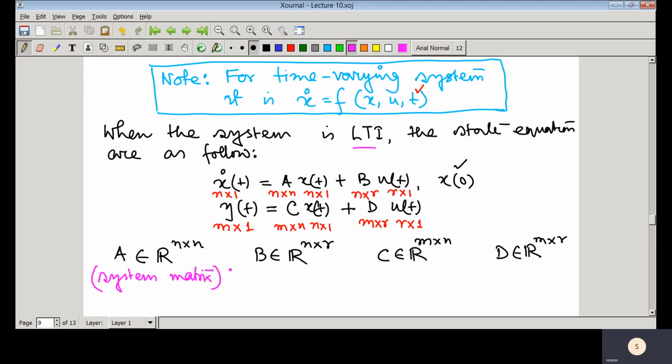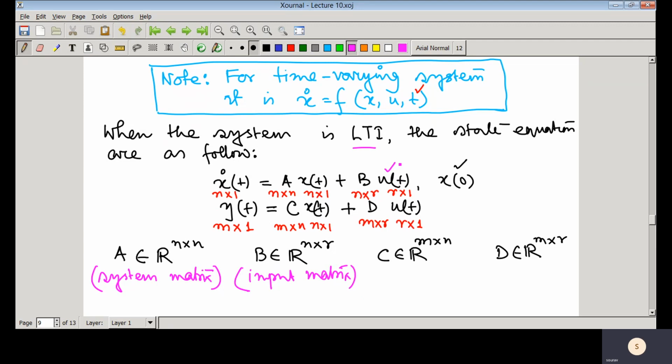The reason is this matrix carries all the information of that system. That means the main characteristics of that system are carried by this matrix A, because if you find the eigenvalues of that matrix, you will get all the modes of that system that we will be discussing later. And B is called the input matrix. The reason is you can see here this is associated with that input, that's why it is the input matrix.